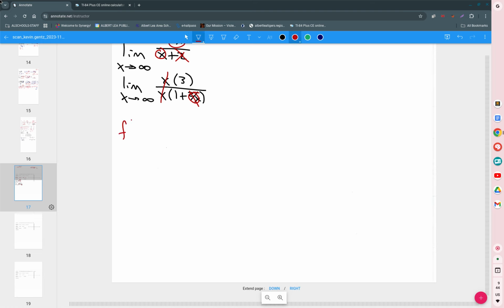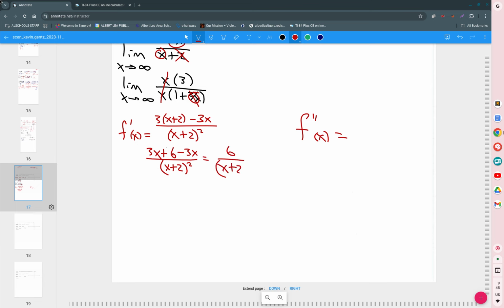Quotient. So f prime of x is equal to the derivative of the top, 3, times x plus 2, minus the derivative of the bottom, 1, times 3x, divided by x plus 2 quantity squared. I have 3x plus 6 minus 3x over x plus 2 quantity squared. What do you notice? Isn't that nice? We get 6 over x plus 2 quantity squared.